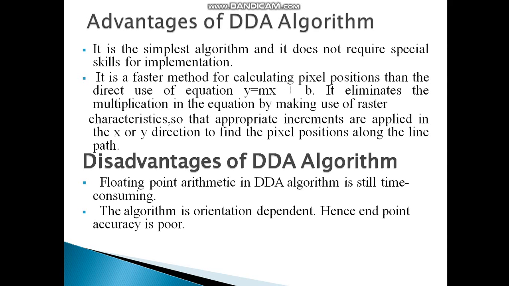Then the advantages and disadvantages of the DDA algorithm. The first advantage is that it is the simplest algorithm and does not require special skills for implementation. Second, it is a faster method for calculating pixel position than the direct use of the equation y is equal to mx plus b. It eliminates the multiplication in the equation by making use of raster characteristics, so that appropriate increments are applied in the x or y direction to find the pixel position along the line path.